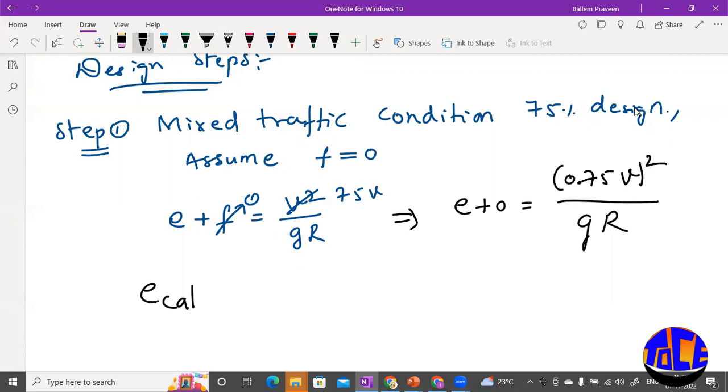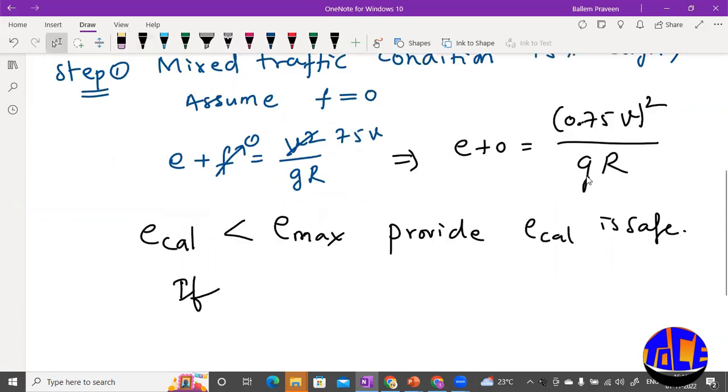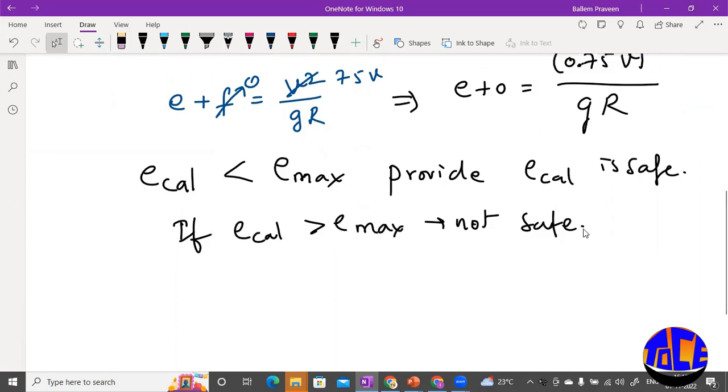If the E that you have calculated is less than E max, then you can provide whatever E you have calculated. E calculated is safe. So if you provide the E value that you calculate, it is safe. In case E calculated is greater than E max, then it is not safe. You have to go for the further design procedure. So you'll go for step 2.